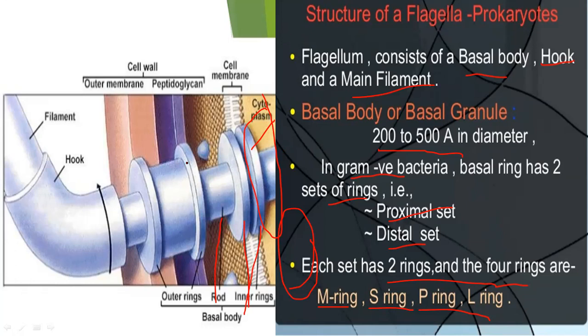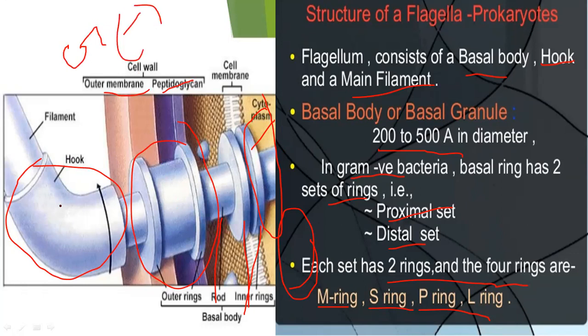The hook is the curved portion. You can see the hook here. The other pair of outer rings, the P and L rings, are adjusted in the outer membrane of the cell wall as well as the peptidoglycan, because this is gram negative bacteria. The hook connects the basal body and the filament, and it is projected from the cell surface, outside.